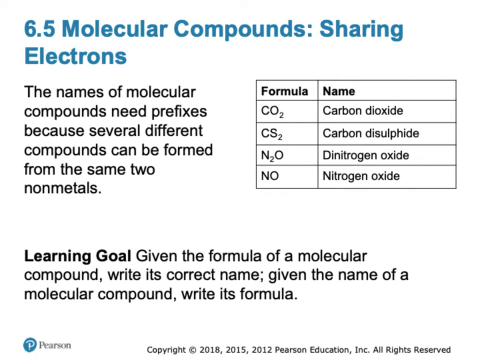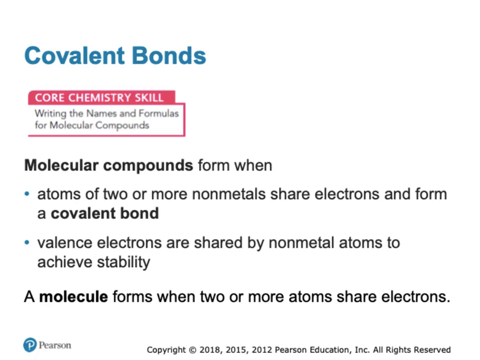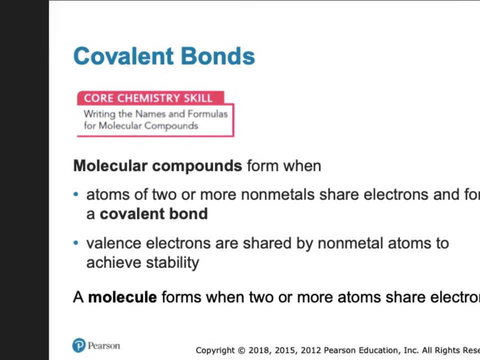So first, what we're going to do is to see what actually defines a molecule. So molecular compounds form when electrons are shared. So a molecular compound results from atoms of two or more nonmetals, and they're sharing electrons to form what's called a covalent bond.